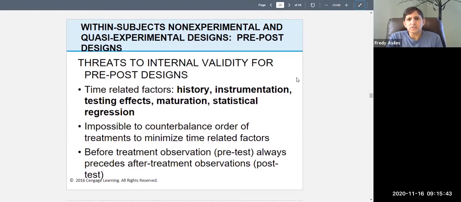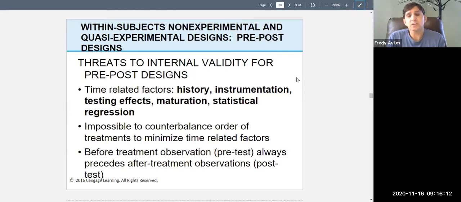Now, with pre and post designs, there are some potential problems. If you measure before, you measure after, and there's no control group, you can have time-related factors. You can have history be a problem, or maturation, where things happen as time goes by that affect participants. That might be a type of history effect, or that might be maturation. Participants change on their own over time.